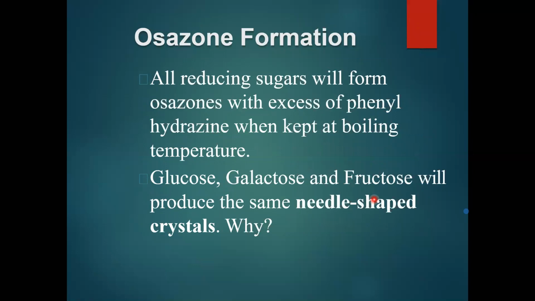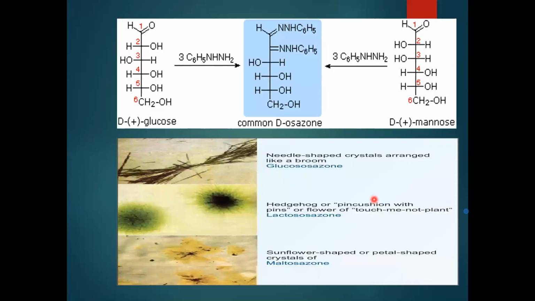Coming to the osazone formation. All reducing sugars will form osazone with excess of phenylhydrazine when kept at a boiling temperature. So glucose, lactose, fructose will produce the same needle-shaped crystal. Here we see the D-glucose molecule which reacts with phenylhydrazine to form an osazone. Glucose and mannose, two being epimers, give the same osazone.